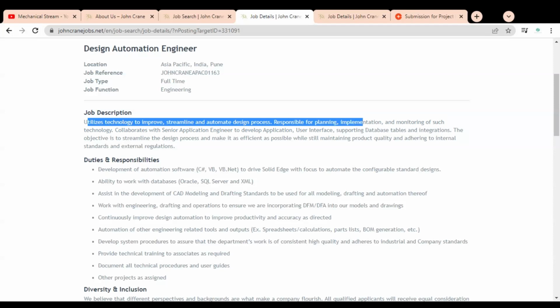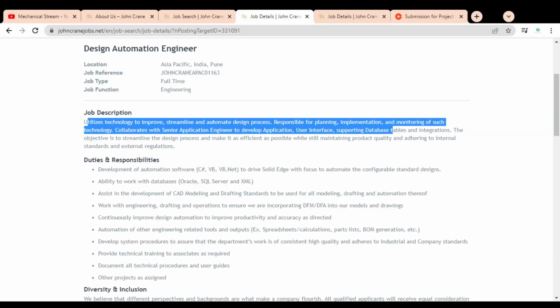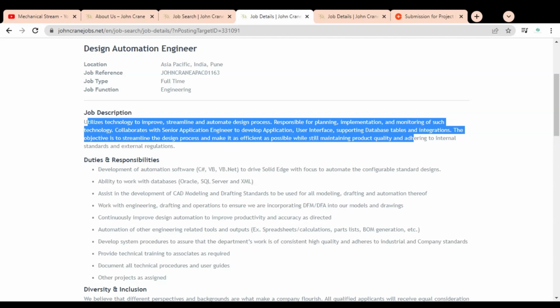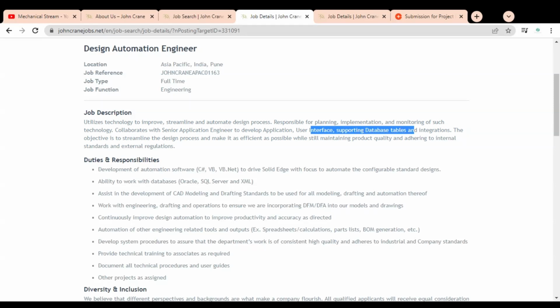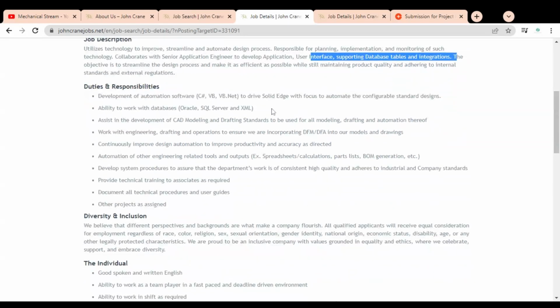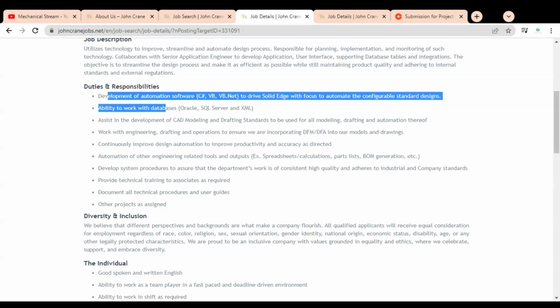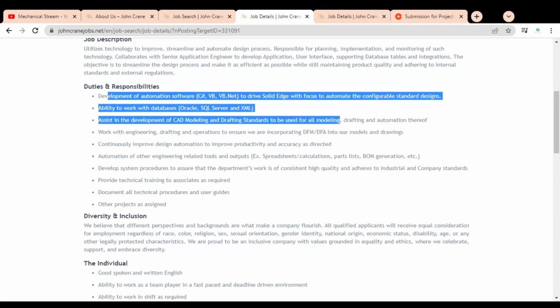You will be responsible for planning, implementation and monitoring of such technology, and collaborate with the senior application engineer to develop applications and also user interfaces, supporting database tables and integrations. So friends, this is the job description given. Then here you can see duties and responsibilities: development of automation software, then ability to work with a database, assist in the development of CAD modeling, then drafting standards to be used for all modeling.